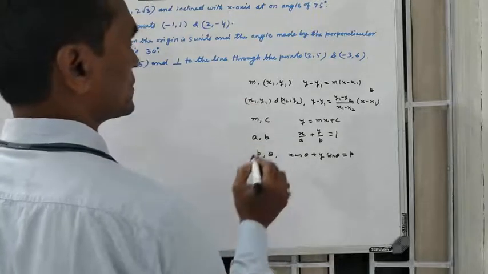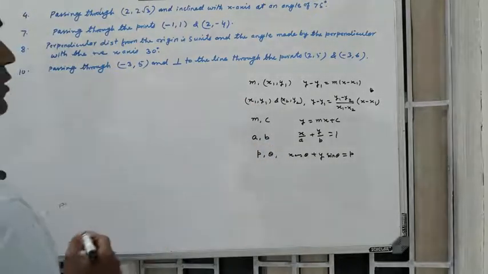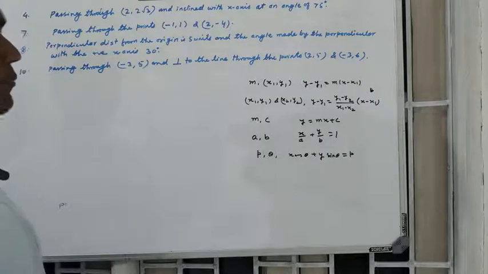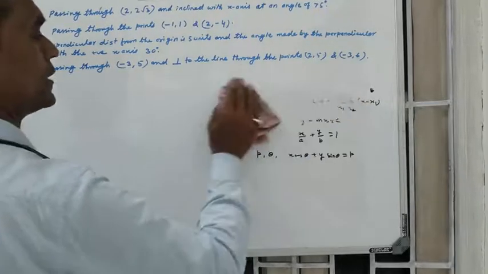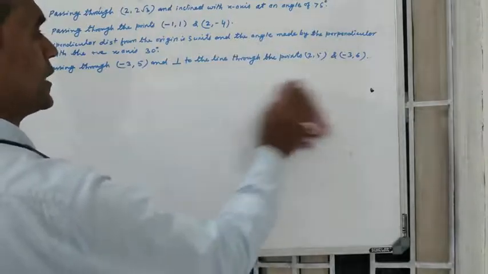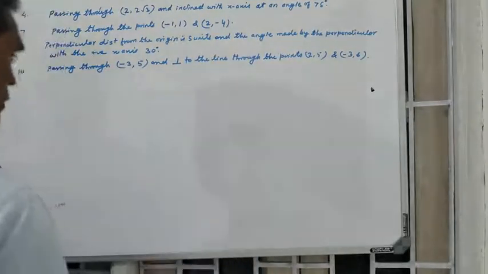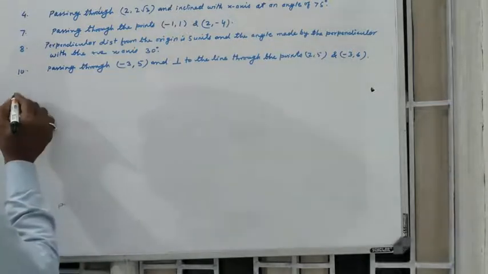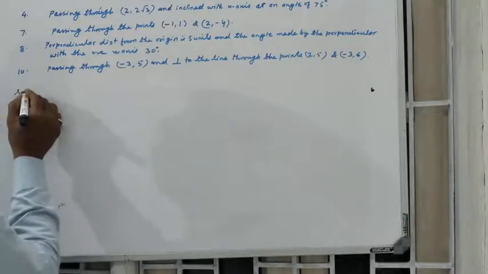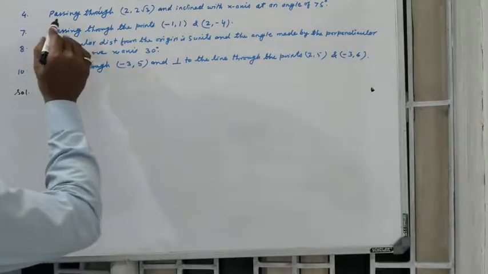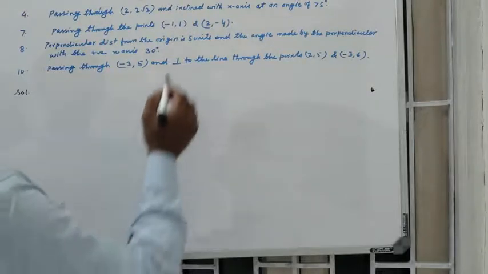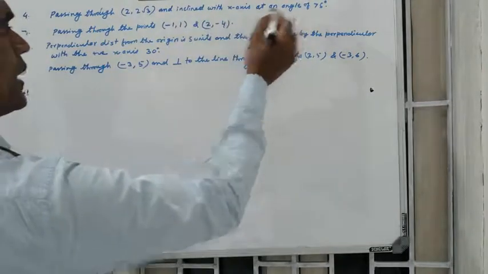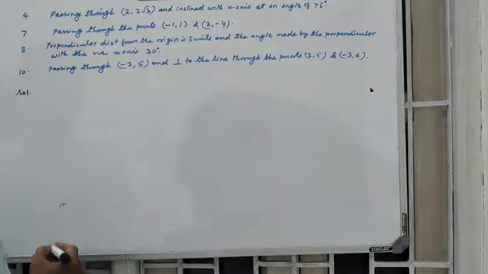So we have learned these forms of equation of a straight line. Now I am going to apply these forms in the questions. So 4 questions I have written from your NCERT textbook. Exercise is 10.2. So question number 4 is here. We have to find equation of a line which passes through 2 comma 2 root 3 and inclined with the x-axis at an angle of 75 degree.